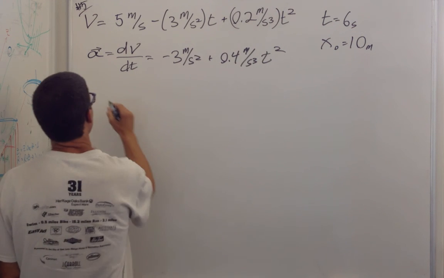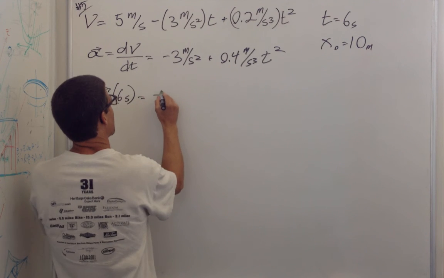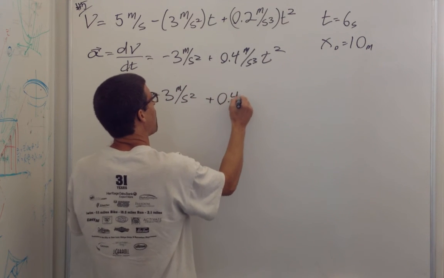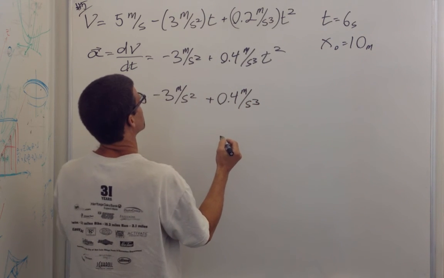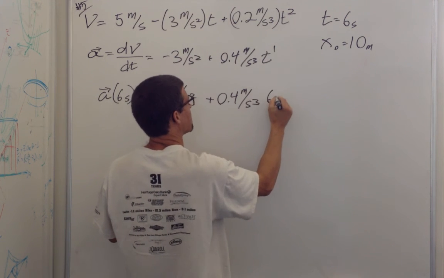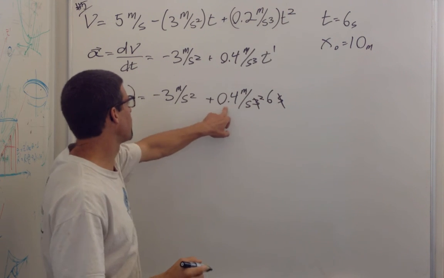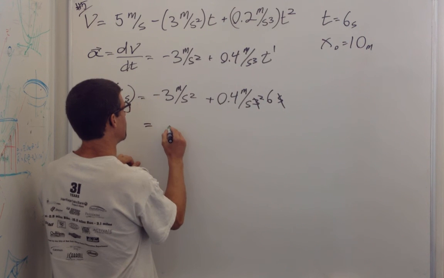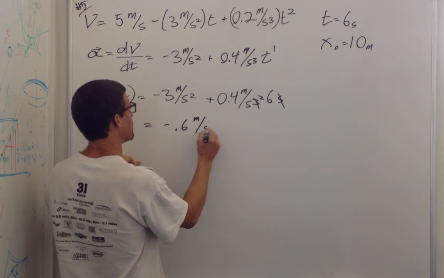Let's substitute in. Acceleration at 6 seconds is equal to negative 3 meters per second squared plus 0.4 meters per second cubed. Oops, pardon me, the 2 came out, we got a 1, times 6 seconds. Right, the units wouldn't have worked. We got it. 6 times 0.4 is 2.4, so this is equal to negative 0.6 meters per second squared.